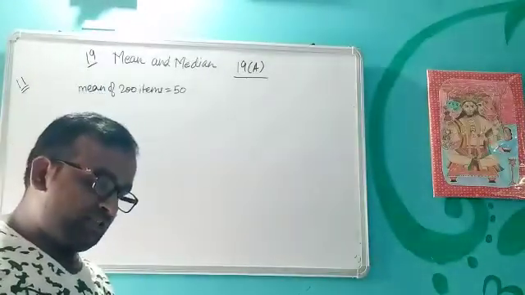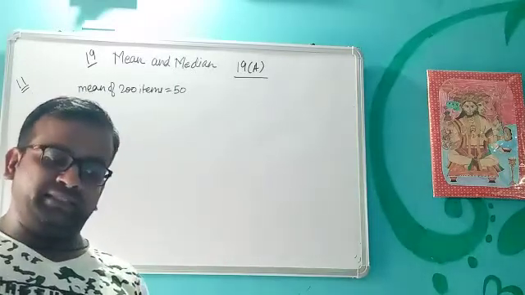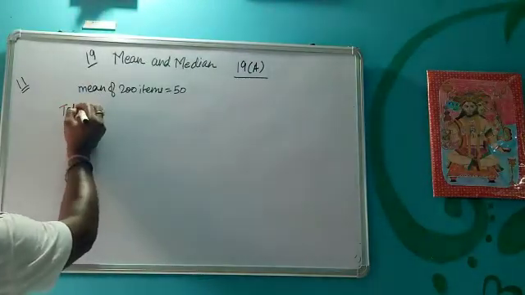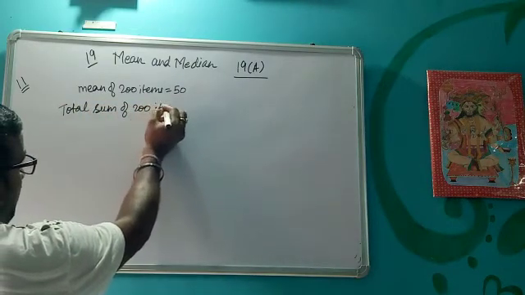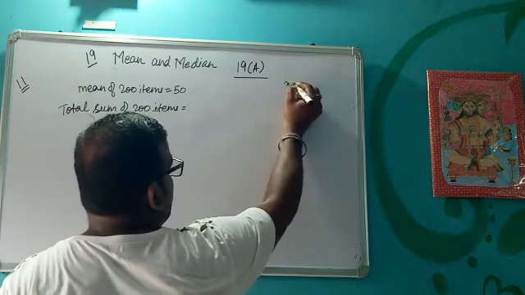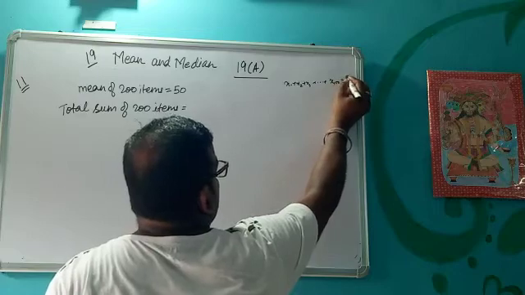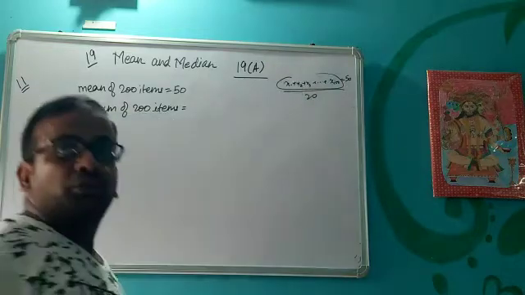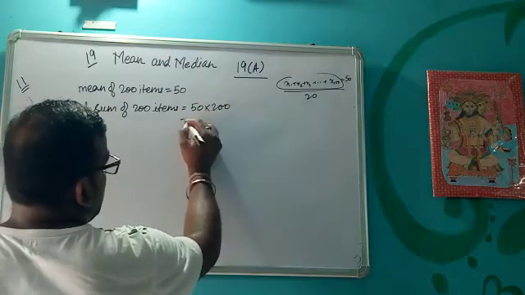So items were actually 192 and 88 and they were misread as 92 and 8. That means we have to calculate the correct mean. So first we will calculate the total sum of 200 items. This we have to calculate. Suppose x1 plus x2 plus x3 till x200 divided by 200 equals 50. So that is 50 into 200.